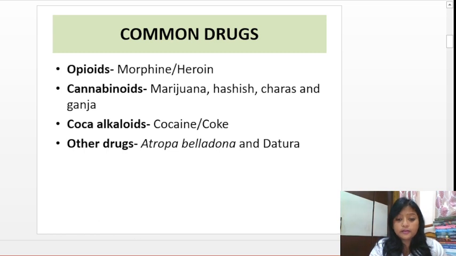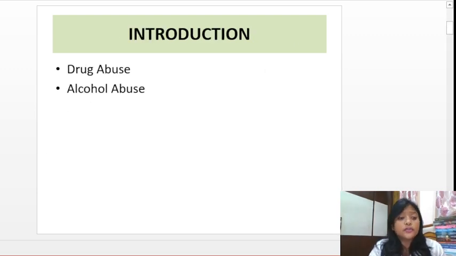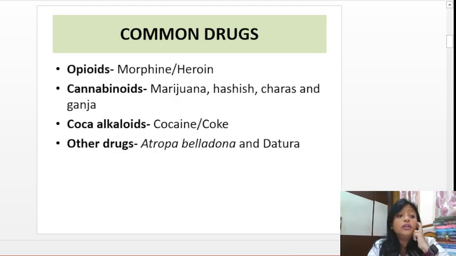So let's talk about common drugs. I've told you the introduction and what disorders are led to by drugs and alcohol. Now moving on to the common drugs. There are certain drugs which are very common, such as the opioids, cannabinoids, and coca alkaloids, and also other drugs such as atropa, belladonna, and datura.